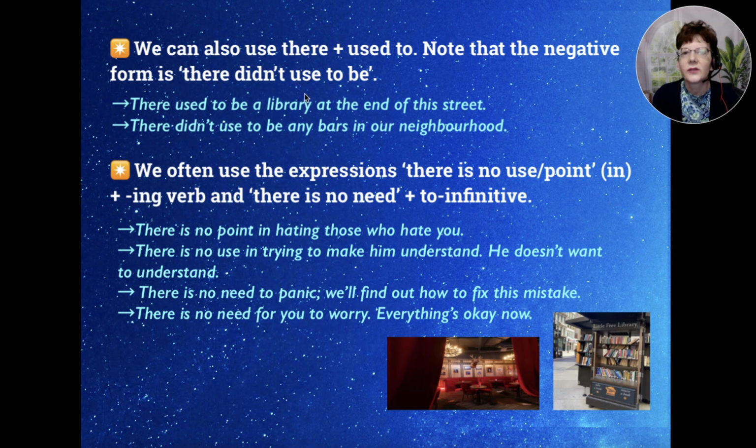We can also use there plus used to. Now note that the negative form is there didn't use to be. So no D at the end of use. For example, there used to be a library at the end of this street. And then there didn't use to be any bars in our neighborhood. And we often use the expressions there is no use or point in.